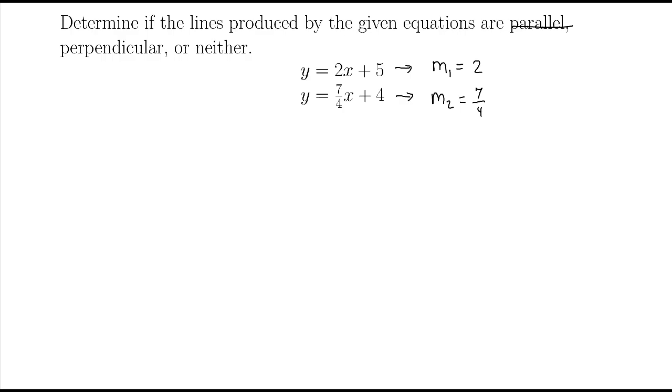In order for the two lines to be perpendicular, the slopes would have to be opposite signs, so a positive and a negative, and they'd have to be reciprocals of each other. Okay, so that's obviously not the case here. We have two positives, and 2 is not the reciprocal of 7/4. So it's not perpendicular, which means that it would be neither parallel nor perpendicular.